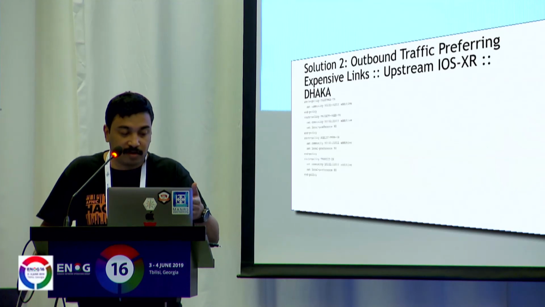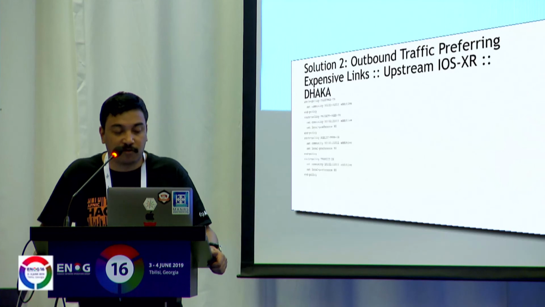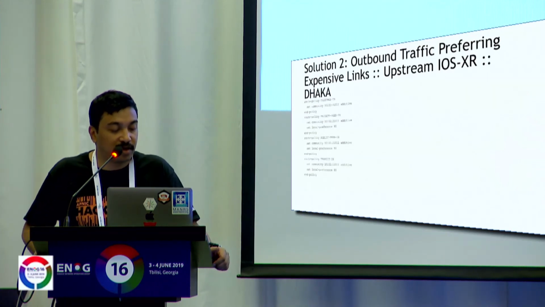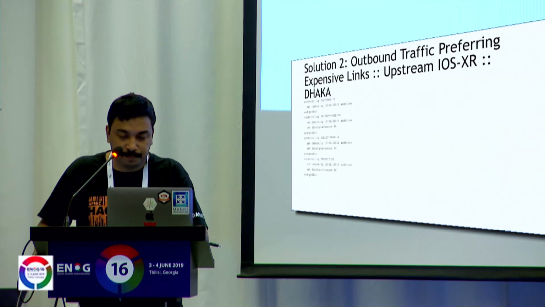By default, the local preference is 100 in Cisco routers. For the customers, we are not changing the local preference. But for the private peers and the public peers, we are changing it to 90. For the transit routes, we are changing it to 80.